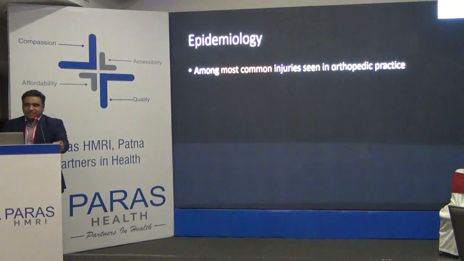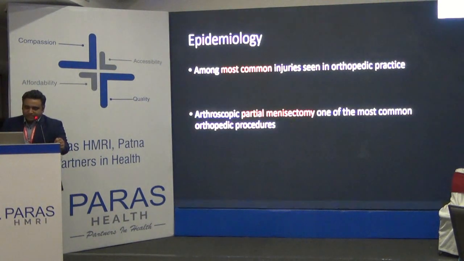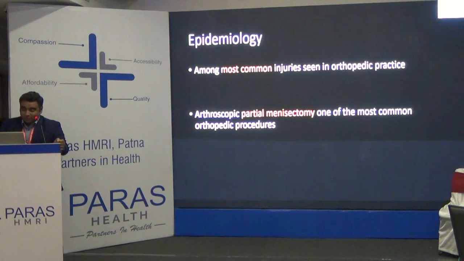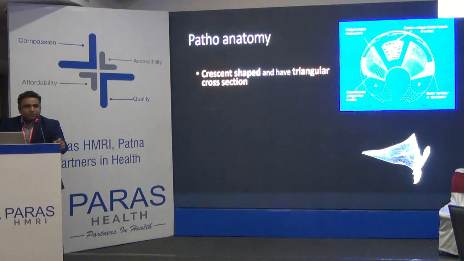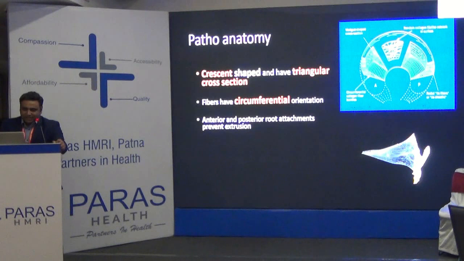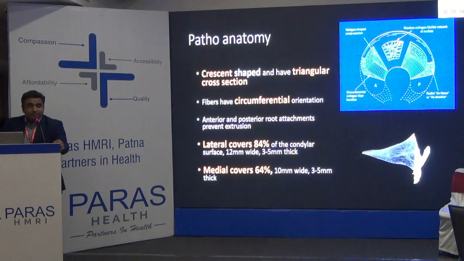When we look at meniscus tears, these are the most common injuries we encounter in our practice, and partial meniscectomy is one of the most common orthopedic or arthroscopic procedures done. Looking at the pathoanatomy, the meniscus is a crescent-shaped structure with a triangular cross-section. Fibers are circumferential, attached anteriorly and posteriorly with the roots, which prevent extrusion of the meniscus. The lateral meniscus covers almost 84% of the condyle, while the medial meniscus covers 64%. The lateral is bigger compared to the medial one.